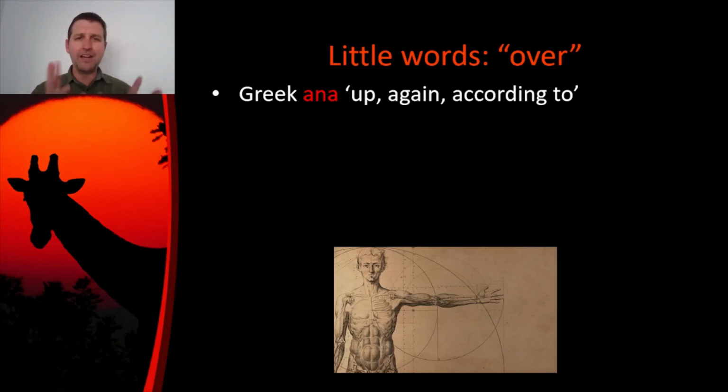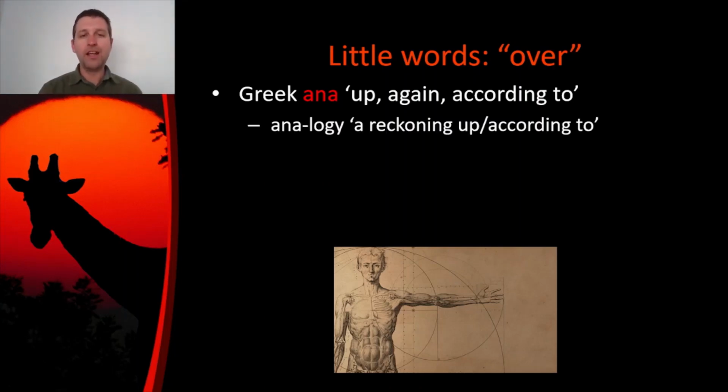Another Greek word that is kind of in this category is the Greek preposition and preverb ana, which means up or again or according to. And so we do get some words that have ana on the front of it, like analogy, for instance. An analogy is literally a reckoning up. The log part means a reckoning or a figuring out or a calculation or something like that. So an analogy is a reckoning up.